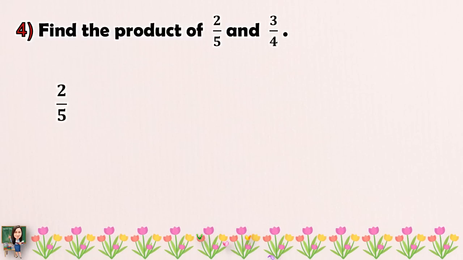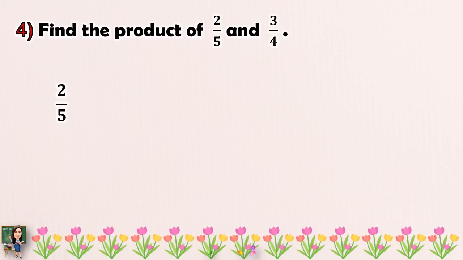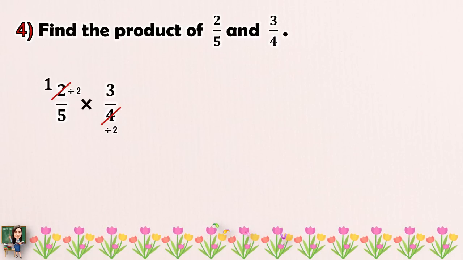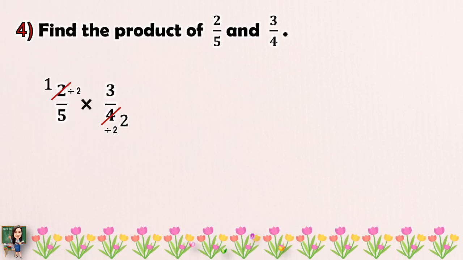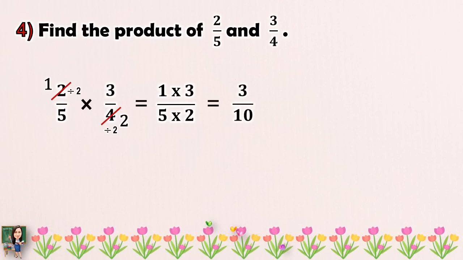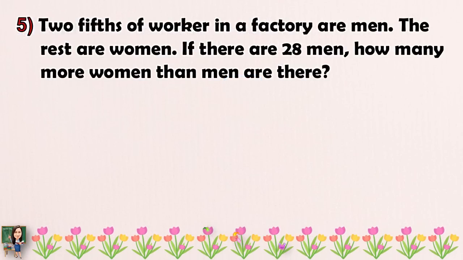Number 4. Find the product of 2/5 and 3/4. To find the product, multiply 2/5 times 3/4. Use the cancellation method. 2 and 4. Then find the GCF. The GCF is 2. 2 divided by 2 equals 1. 4 divided by 2 equals 2. Now multiply. 1 times 3 equals 3 and 5 times 2 equals 10. The answer is 3/10.